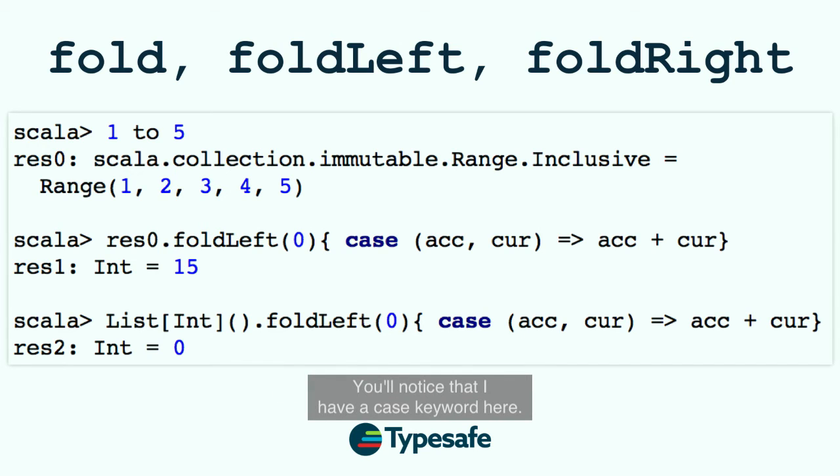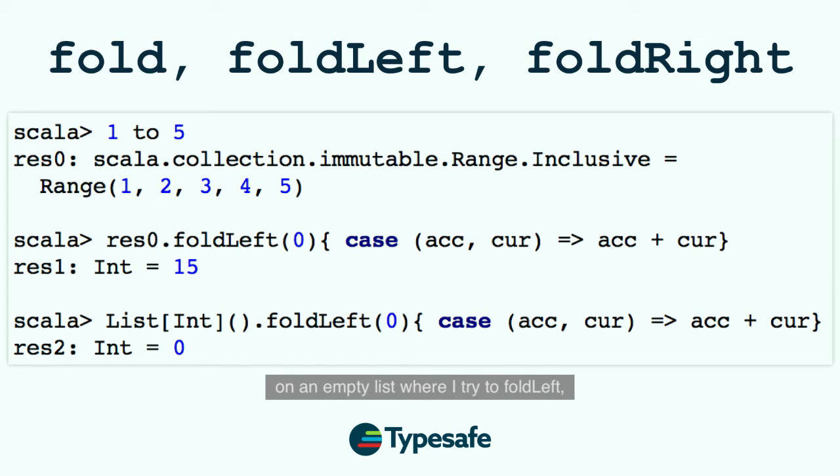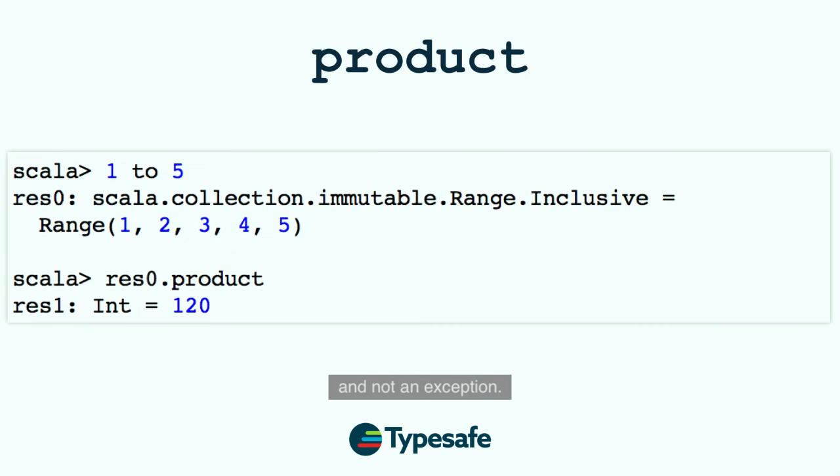You'll notice that I have a case keyword here. Don't worry about that for now. We're going to talk about what that means later on. However, if I do have an operation on an empty list where I try to fold left, in this case I end up with a value of 0 and not an exception.